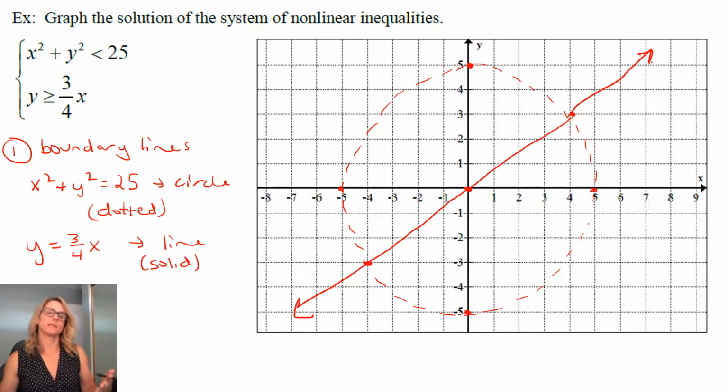And now we just have to decide where we are shading. Do notice there are some different regions here that we have to think about. As long as we pick something that is in one of the regions, we check and see if it makes both inequalities true.